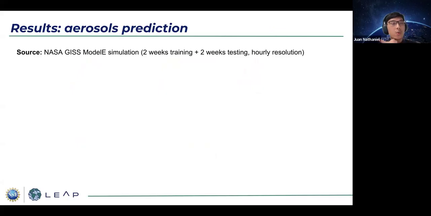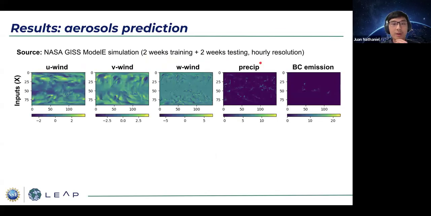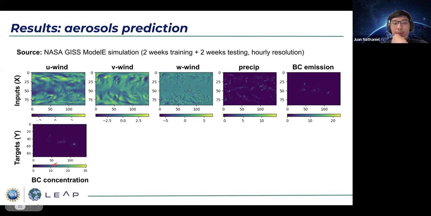I'm going to also show a little bit of work in progress for aerosol prediction. I think Albin has worked with the LEAP. I'm not sure if you're familiar with the NASA GISS model simulation. So this is what we have, and I don't have a lot of data particularly. We just have 2 weeks of training data and 2 weeks of testing data at hourly resolution. The setup is pretty simple. It's just a regression problem. Your input X is a bunch of meteorological variables, with precipitation and black carbon emission over the globe, and the target is that we want to predict the black carbon concentration here.